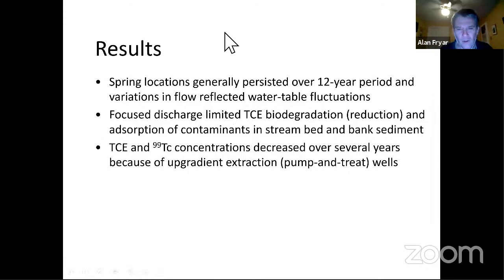Finally, what we found was that the concentrations went down over time, but it's because the plant operator put in wells up the flow path to pump out the contaminants. They put in extraction wells.